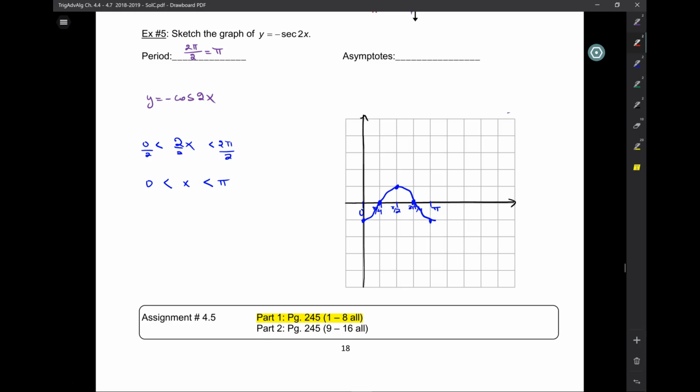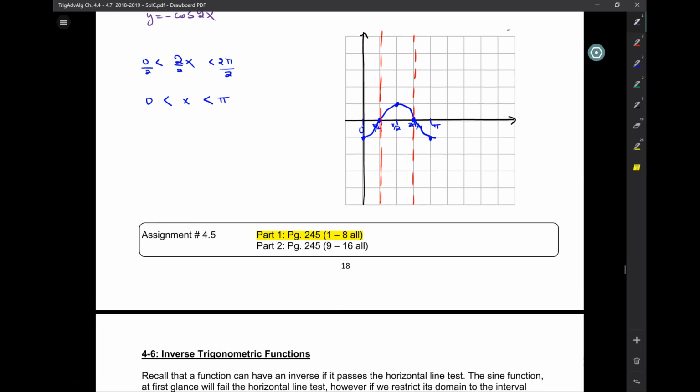At 0 and pi? No, pi over 4. Correct. It's where the graph hits the x-axis. I'm just used to that. But now look at what else is going to happen here. There's going to be a little bit of, what do you call it?